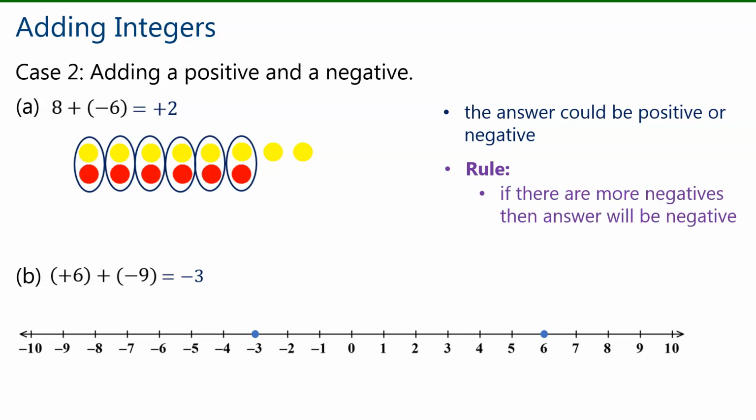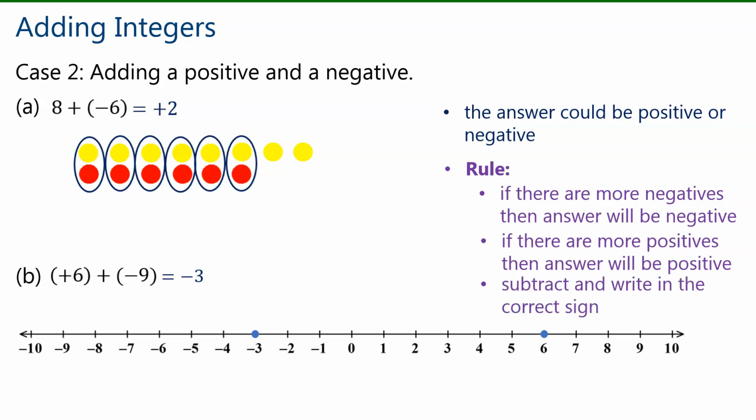Well, I'm going to first note that if there's more negatives, then our answer is going to be negative. And if there's more positives, our answer is going to be positive. So if I look at 8 plus negative 6, to get 2, we can subtract those numbers. And if I have positive 6 and negative 9, to get an answer of 3, I can again subtract. So what we're going to do is subtract the numbers and then look to see if you have more positives and negatives to write in the correct sign. So that is our second rule.